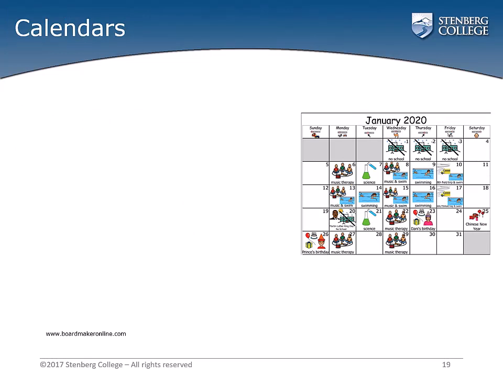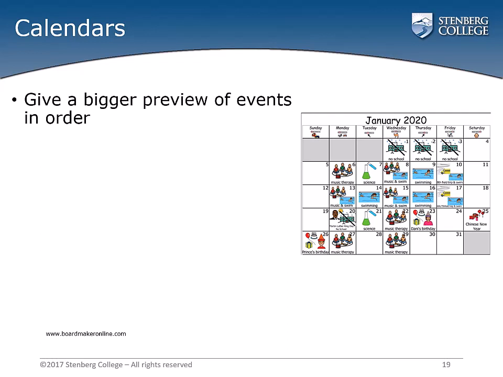Let's talk a little bit about calendars for giving information. We all use calendars to order our lives and keep track of events, whether it's an old-fashioned wall calendar or a calendar on a smartphone. We like to know when our dentist appointments are, when we're getting our hair cut, and what time we need to be at the airport for our flight to Cancun. Calendars keep us organized and reduce our anxiety by giving a bigger preview of events in order.